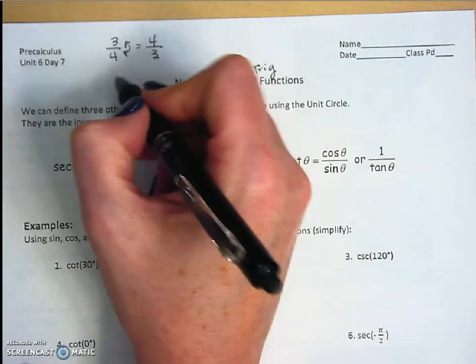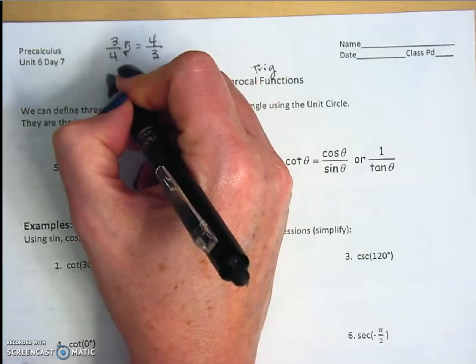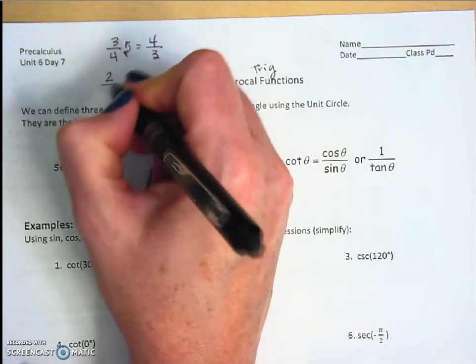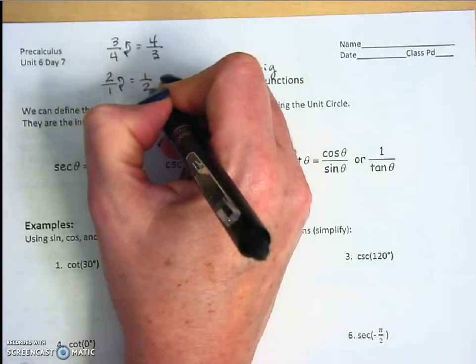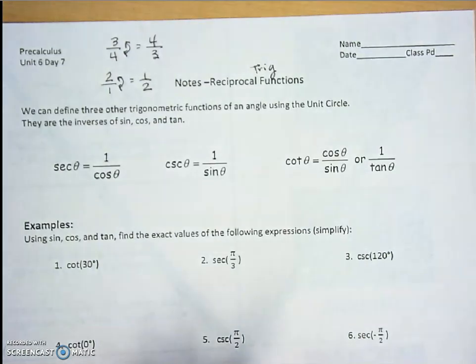Or if I asked you for the reciprocal of a natural number 2, you would put it over 1 first, then flip it, and it would become 1/2. So that's what we mean by a reciprocal of a number.